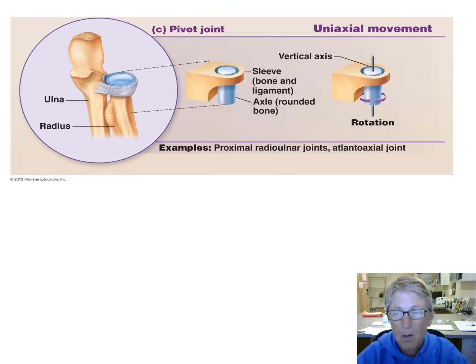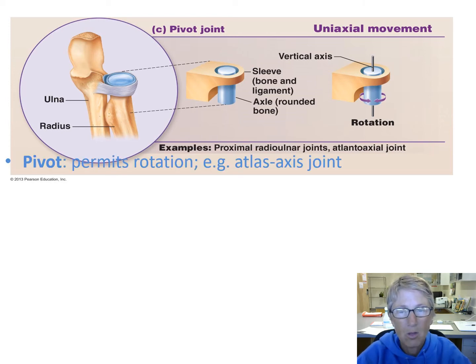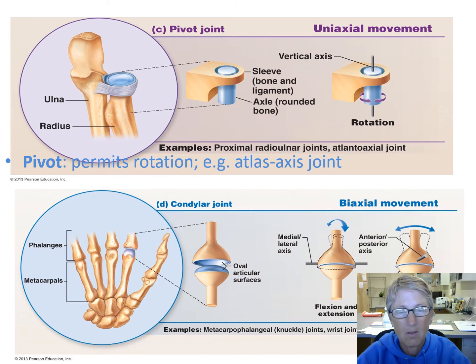The next category of synovial joints is a pivot joint, and again it has one axis, so it's got uniaxial movement. An example is the proximal radio-ulnar joint, so that's this cartoon here. It permits rotation, but just around one axis.